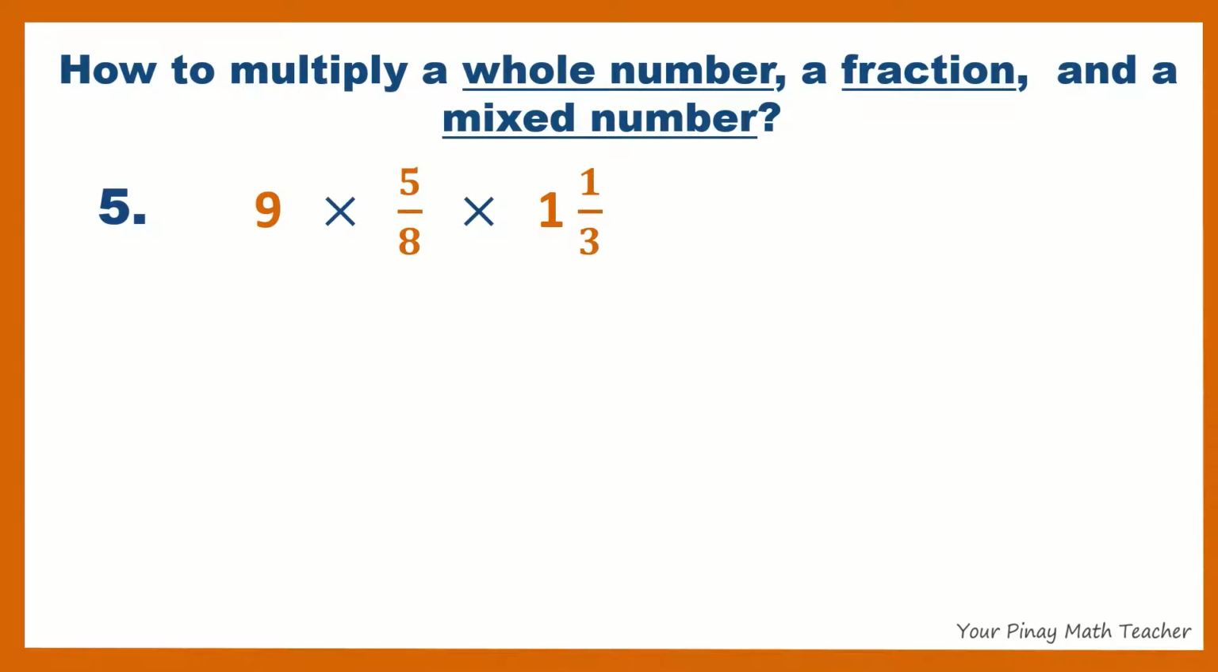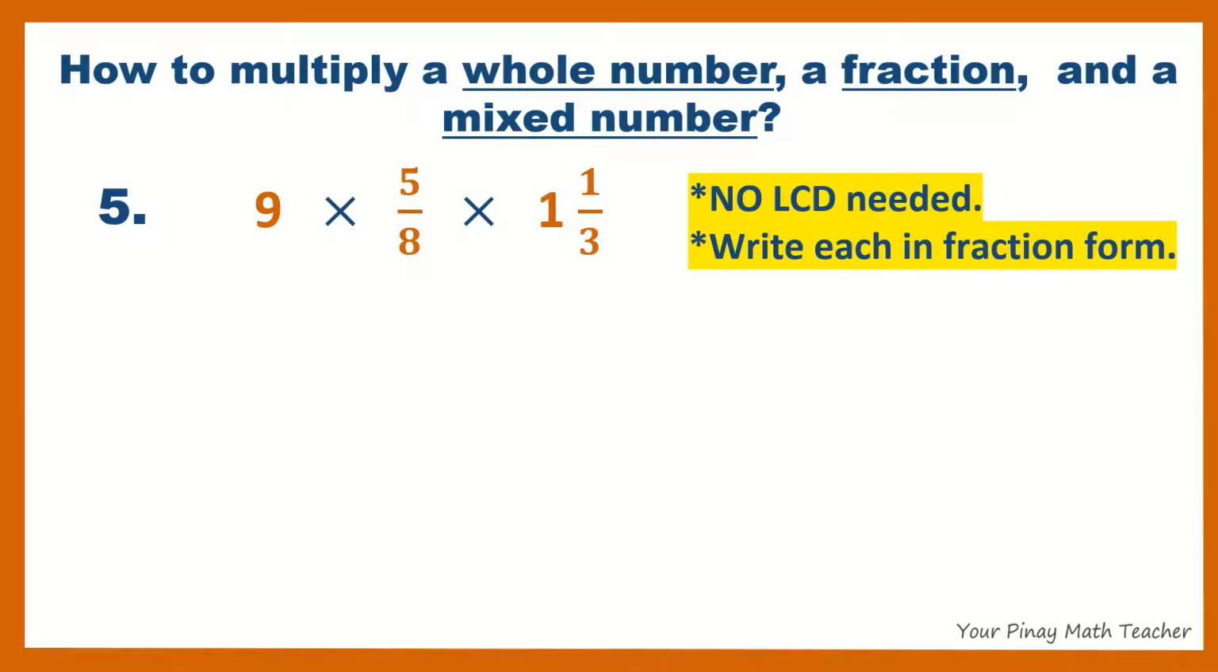Number 5. What if you multiply a whole number, a fraction, and a mixed number? So again, no LCD needed, and each number must be in fraction form. So how can we change 9 to a fraction form? It is equal to 9 over 1. 9 divided by 1 is 9. And then copy 5/8, and then the fraction form of 1 1/3 is 4 over 3.